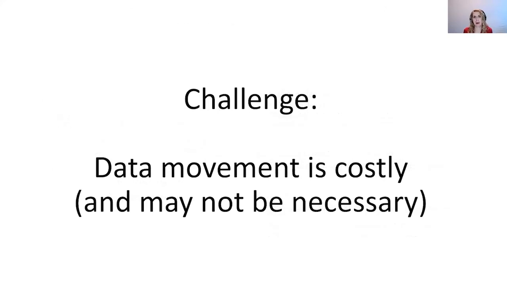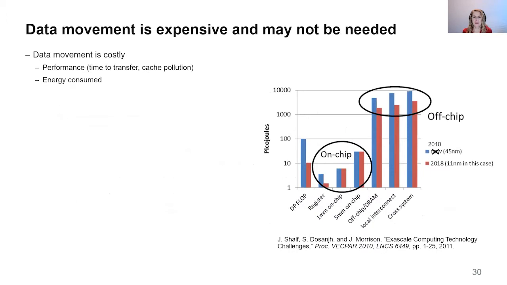So our third challenge is about data movement. And as we know, data movement is costly. It's costly both in performance, the time to transfer the data, and the cache pollution that might result from having a lot of data. It's also expensive in terms of the energy that's consumed. This is a figure from an exascale computing report that was published almost a decade ago. It shows that off-chip data accesses and data movement require orders of magnitude more energy than on-chip accesses. And although this data is somewhat old, similar trends hold today.